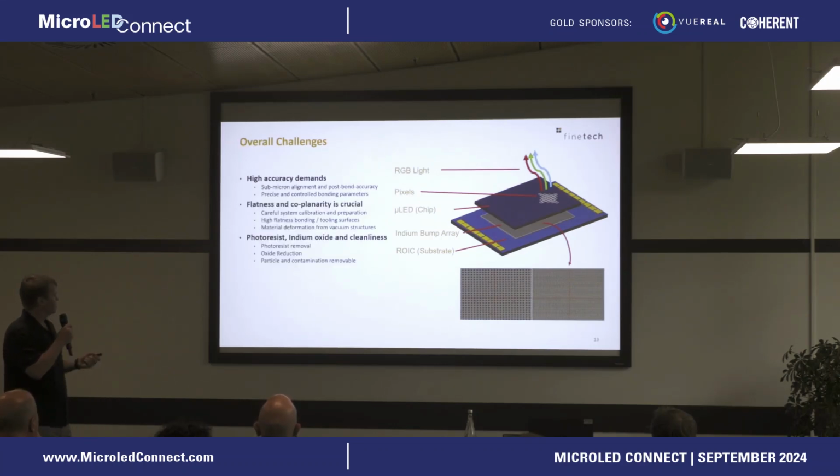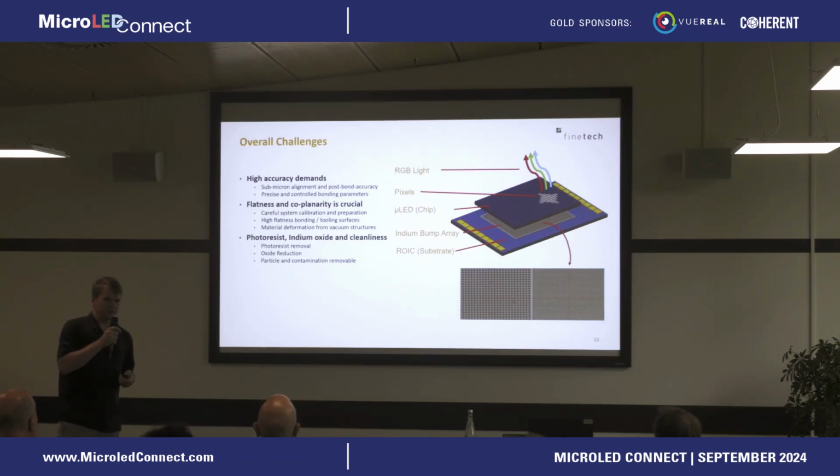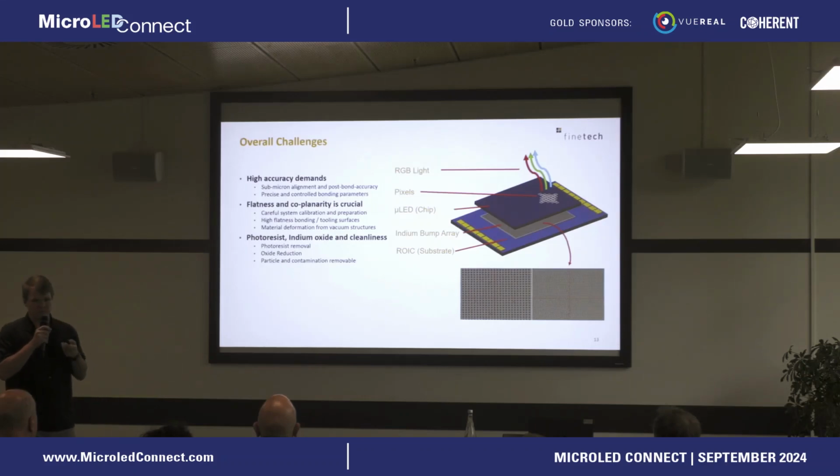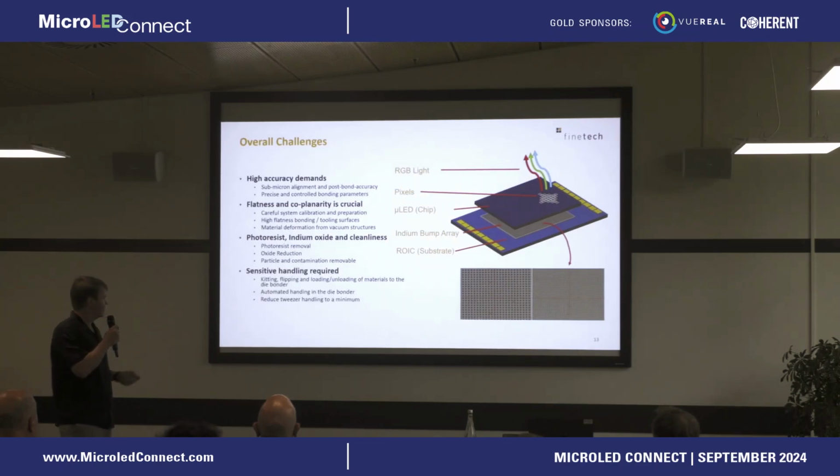Flatness and coplanarity, as mentioned. Generally, you coat your materials in photoresist for shipment, for storage, for handling, this kind of thing. So being able to clean and prepare materials from photoresist is also a challenge that you'll have to face. And yeah, sensitive handling. You can damage this stuff.